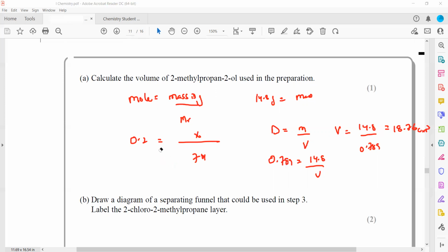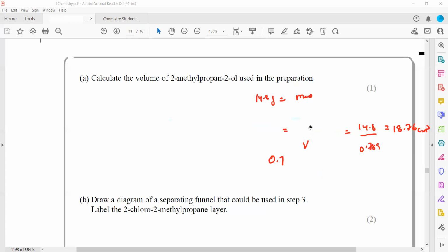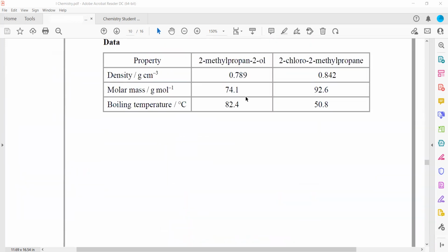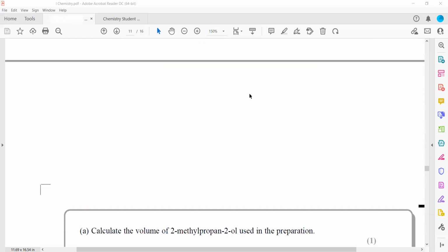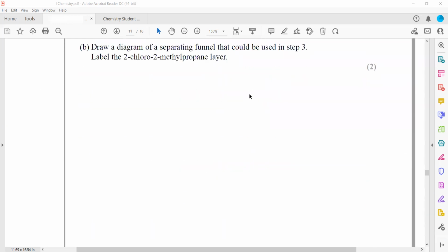The next part: draw a diagram of the separating funnel that could be used in step 3 and label 2-chloro-2-methylpropane. The position in the separating funnel depends on the density of the two substances. Here you can see the density of 2-chloro-2-methylpropane is 0.8, which is higher than the density of the 2-methylpropan-2-ol. So it means the high-density liquid will be at the bottom.